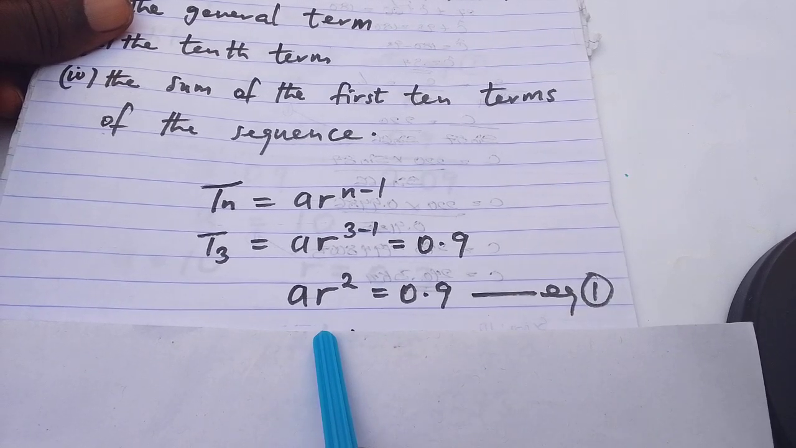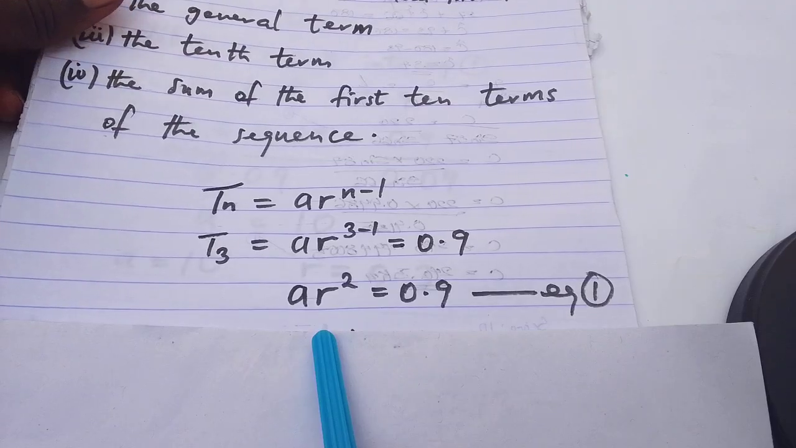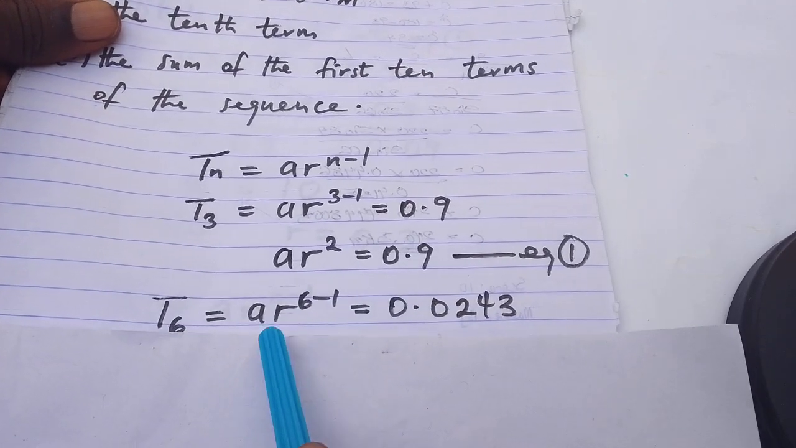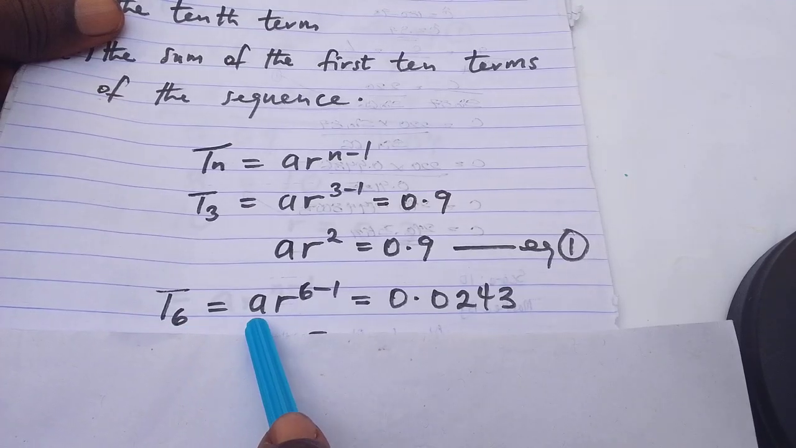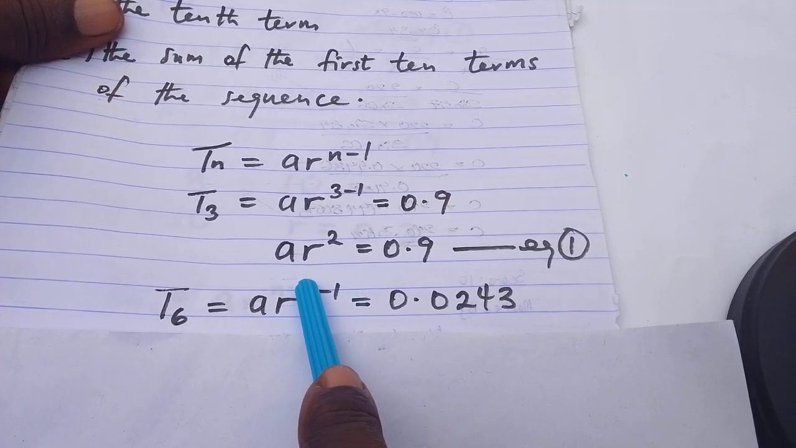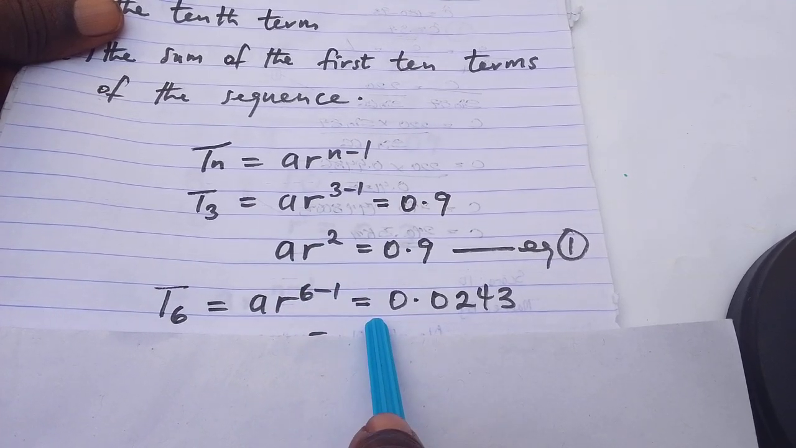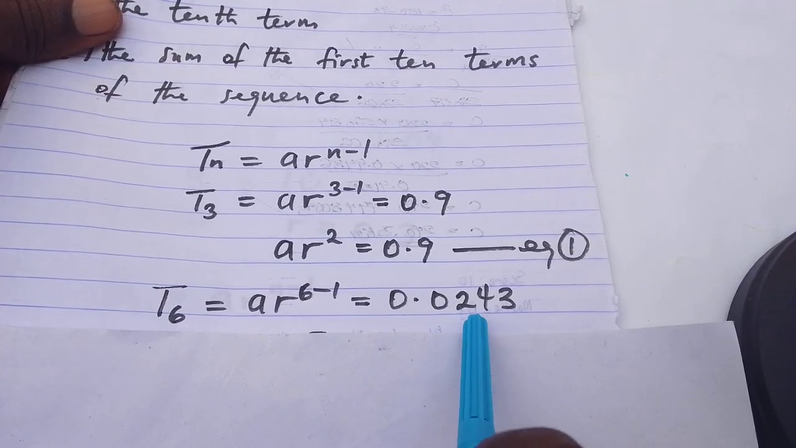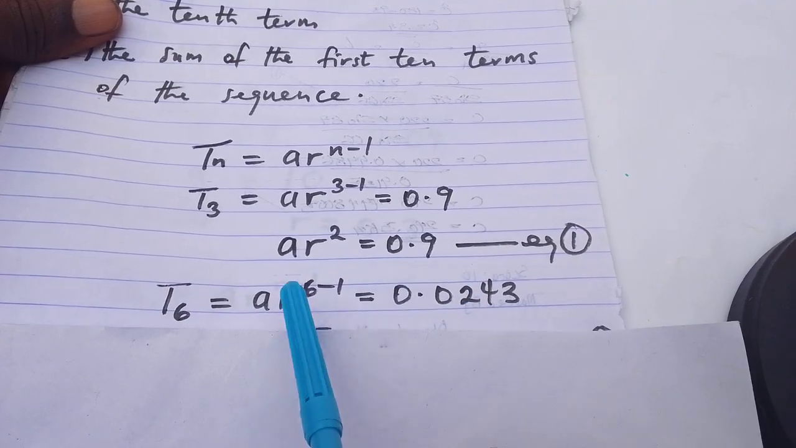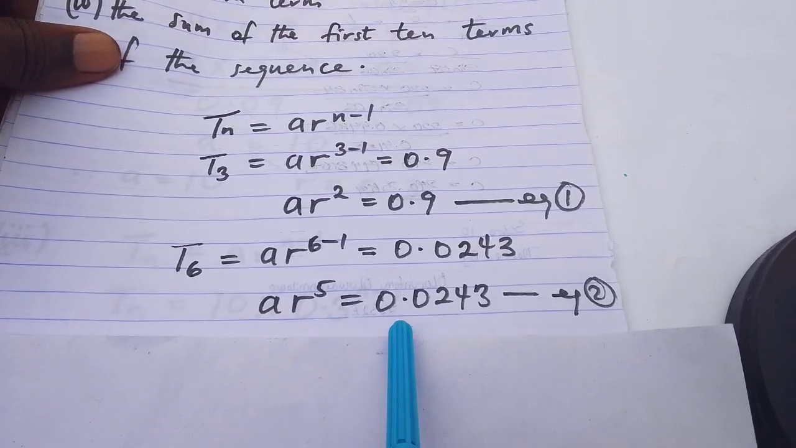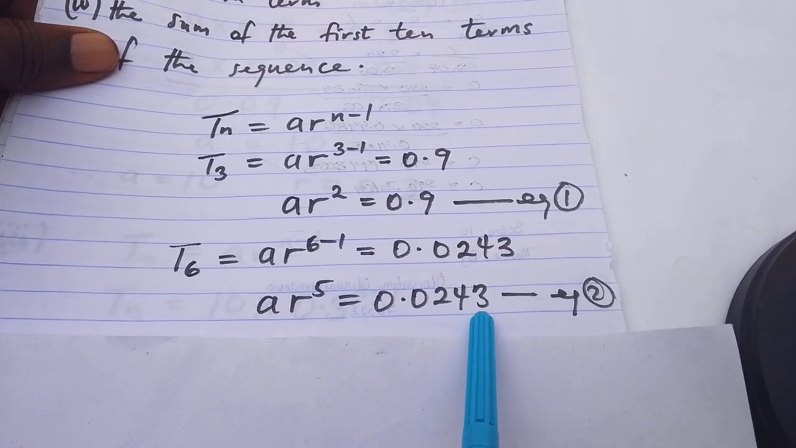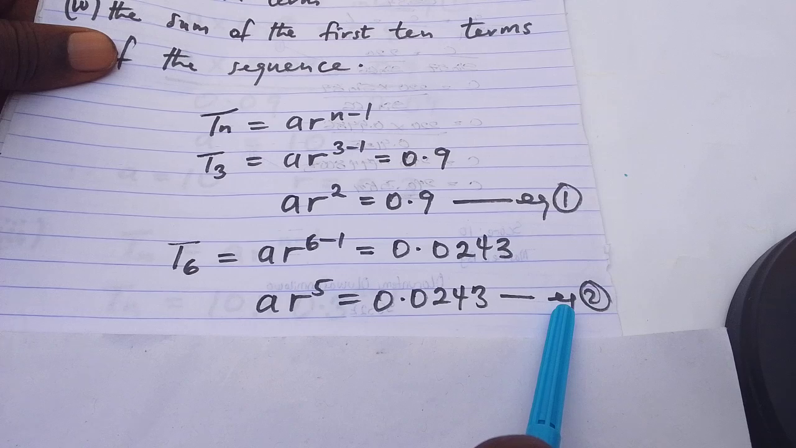Now, the second one says that the sixth term is 0.0243. So again, you are going to substitute into this formula. The sixth term is equal to ar, in place of n you put 6 minus 1, equal to 0.0243. So 6 minus 1 will give us 5. ar raised to power 5 is equal to 0.0243. Take this to be equation 2.